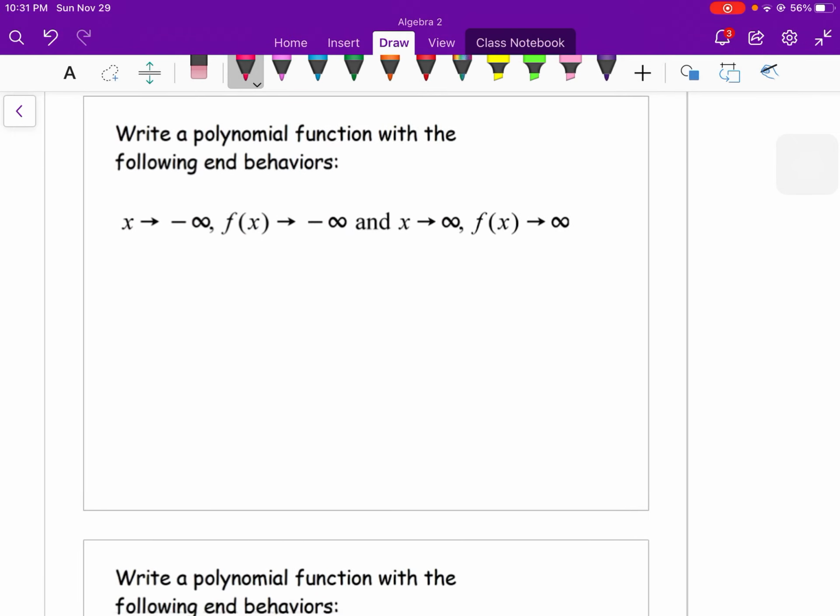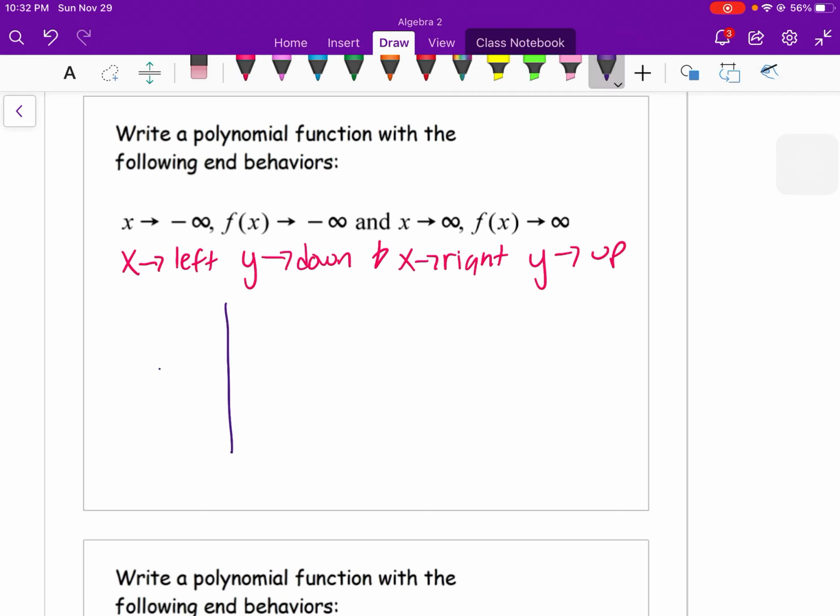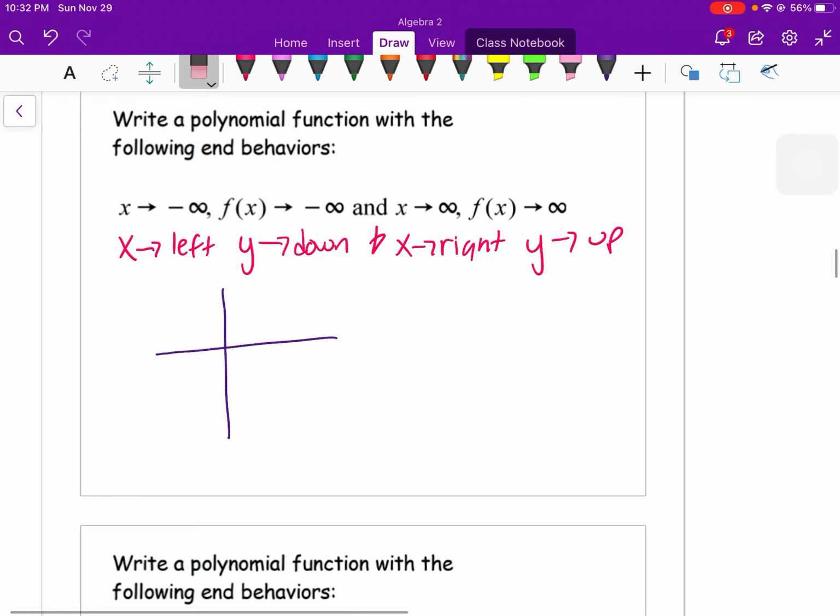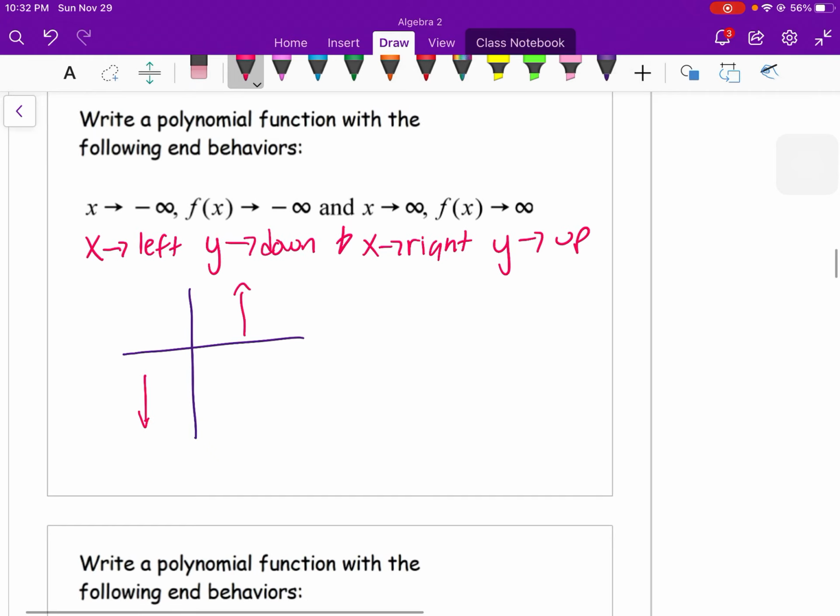Write a polynomial function with the following end behavior. So this is going to say something like this. When x goes to the left, the function goes down. And when x goes to the right, so when you go to the right on the graph, the function, the y value, goes up. So I want something that when you go to the left, the function goes down. And when you go to the, oops, I wrote that backwards. When you go to the left, the function goes down. And when you go to the right, the function goes up.